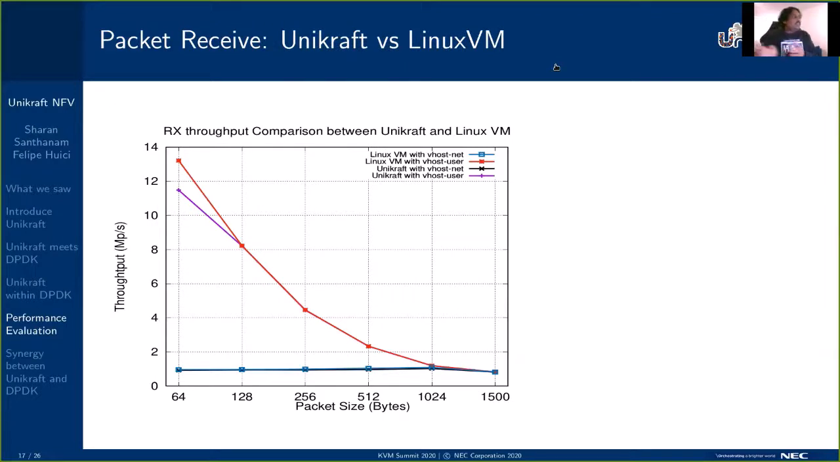We did a similar experiment for the RX throughput, where the RX part of Unikraft with vhost-user is slightly slower, at about 11.5 million packets, whereas the RX of the Linux VM was around 13 million packets for the minimal packet size, and for the rest it was quite matching. So there are some bottlenecks within the RX which we need to figure out, which is part of future work.